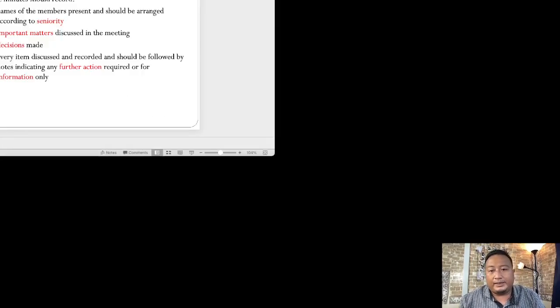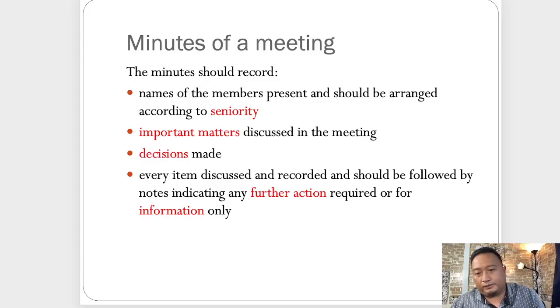So minutes of meeting. What is a minutes of meeting? It's a record. The minutes should record names of the members present and should be arranged according to seniority, the rank. For example, the first one is the chairperson, the second one is the secretary, and the rest would be the committee members. Important matters discussed in the meeting, decisions made, every item discussed is recorded and should be followed by notes indicating any further action required or for information only.